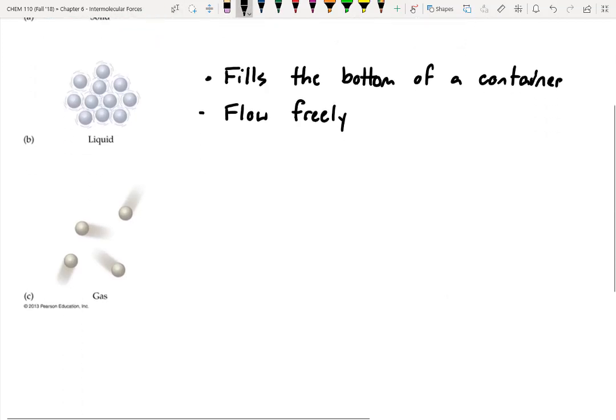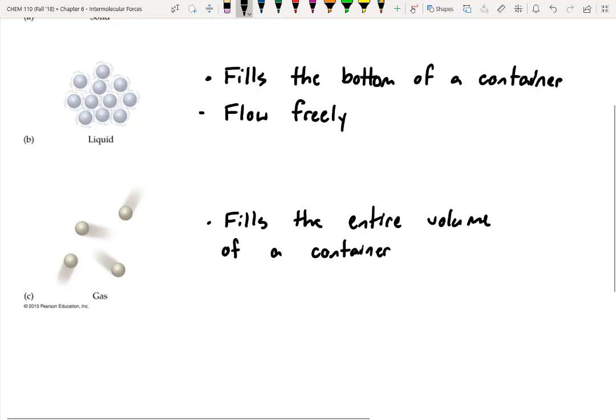All right, gas, on the other hand, fills the entire volume of a container. And they move really fast. So basically, gas molecules zip around a room, and if you spray perfume in one corner of a room, really quickly those molecules will find their way into the opposite corner of the room, which is why you can smell perfume when it's sprayed many meters away.